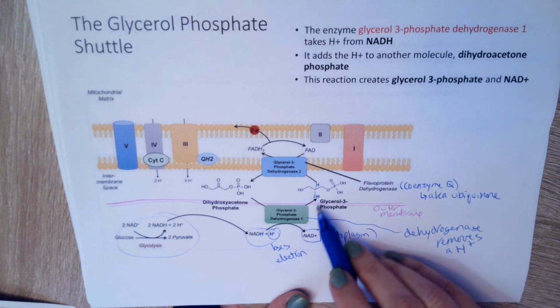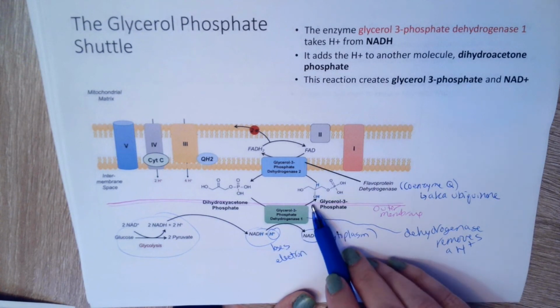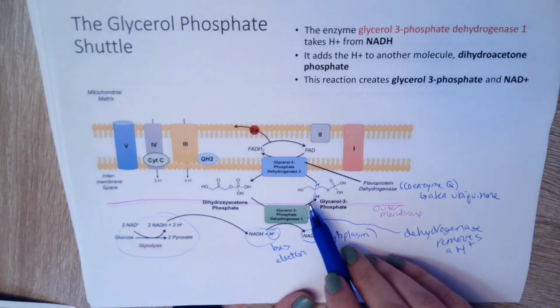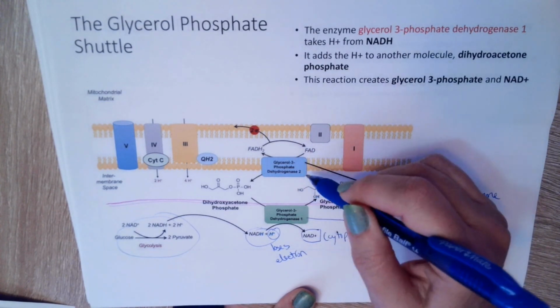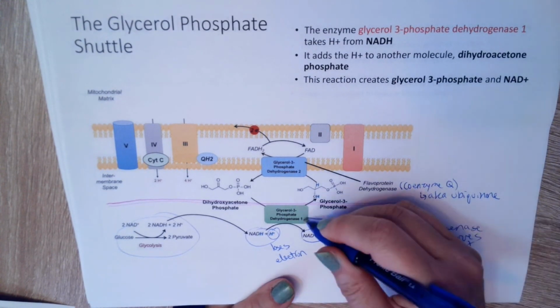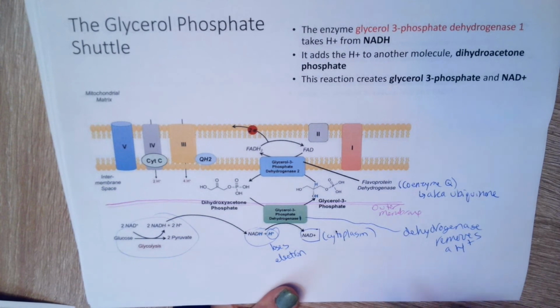Now, glycerol 3-phosphate is able to cross the outer cell membrane, and then it is able to be worked on by the second enzyme, glycerol 3-phosphate dehydrogenase 2. So this was number 1, this is number 2. It's really just a matter of location here.